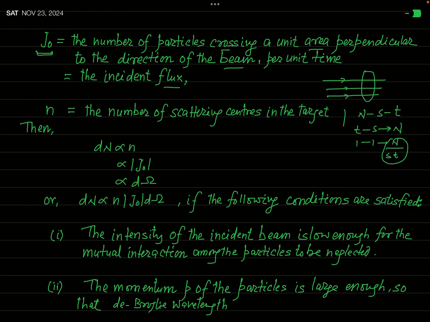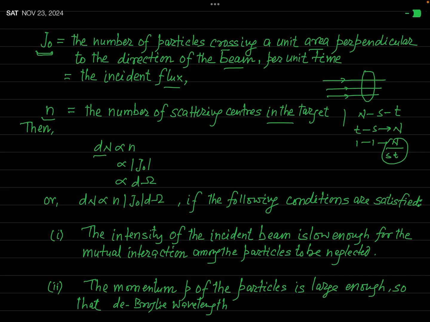So remember, this J naught represents the number of particles passing through unit area of a surface kept normal to the incident direction of the beam in unit time. And we also consider that small n represents the number of scattering centers in the target. All these quantities I have assumed. Now, what is this dn? dn is the number of particles received by the detector in unit time.